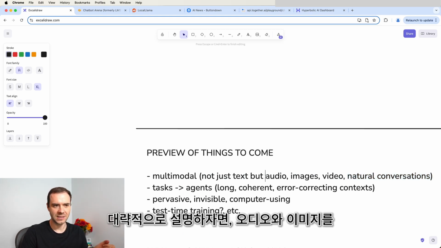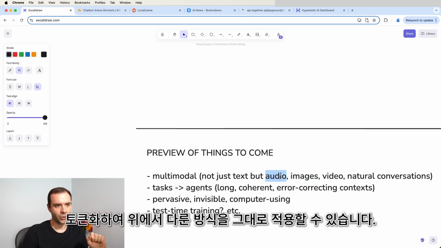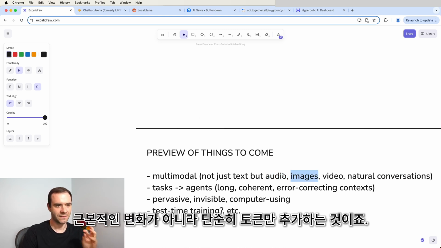Roughly speaking, the reason that this is actually no different from everything we've covered above is that as a baseline, you can tokenize audio and images and apply the exact same approaches of everything that we've talked about above. So it's not a fundamental change.